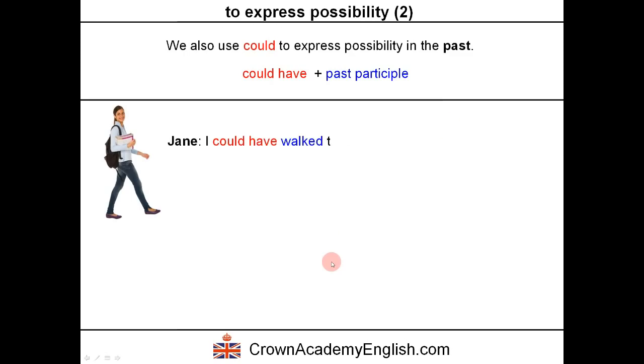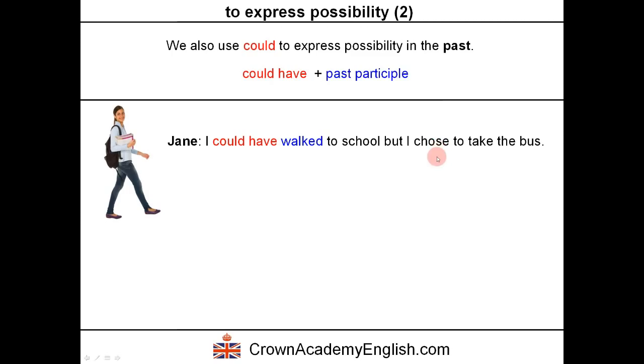Example. I could have walked to school, but I chose to take the bus. Okay, so this is in the past. So this means that Jane, in the past, had the possibility to walk to school. She had the choice. She could have walked to school. But in fact, she chose to take the bus.